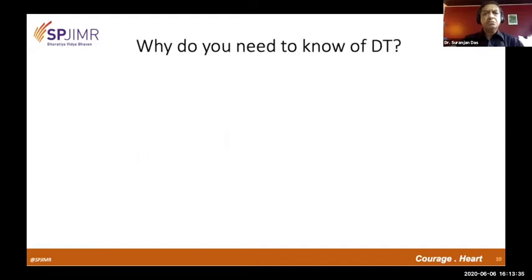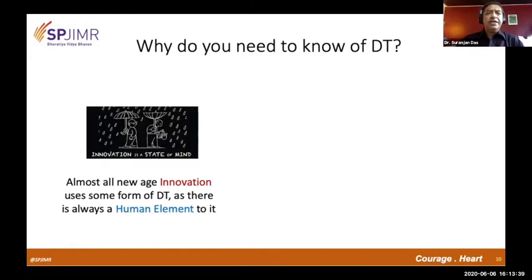So why do we need to know design thinking? Almost all new age innovation uses some sort of design thinking, and there's always a human element to this. Can you see the picture clearly? The person on the left-hand side uses the umbrella. The person on the right-hand side uses the umbrella in an inverted way, and inside the umbrella there's a funnel, and with that this person is watering the plant. Both had the primary objective of saving themselves from the rain. But the first person was looking at himself or herself. The second person has a much wider stakeholder, that is the plant, and has figured out how to save both himself or herself as well as the plant. So there's a human element to everything.